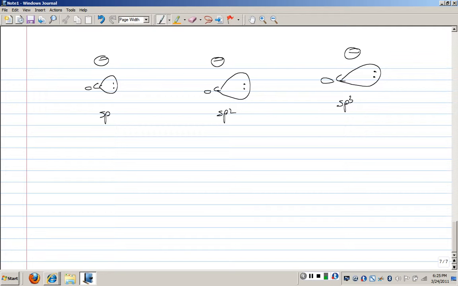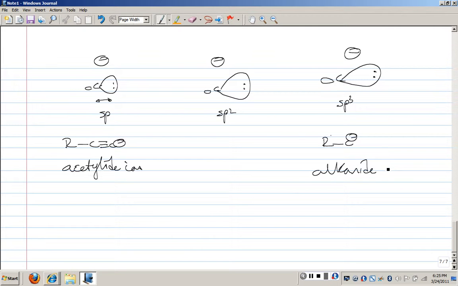So what this means then is that the electron pair for the alkyne, for the acetylide ion, this is RC triple bond C minus, it's called an acetylide ion, that electron pair is very close to the carbon nucleus, whereas it is further away in the case of the alkanide ion. So in the case of RC minus, this is the alkanide, or sometimes people call it the alkyde ion.